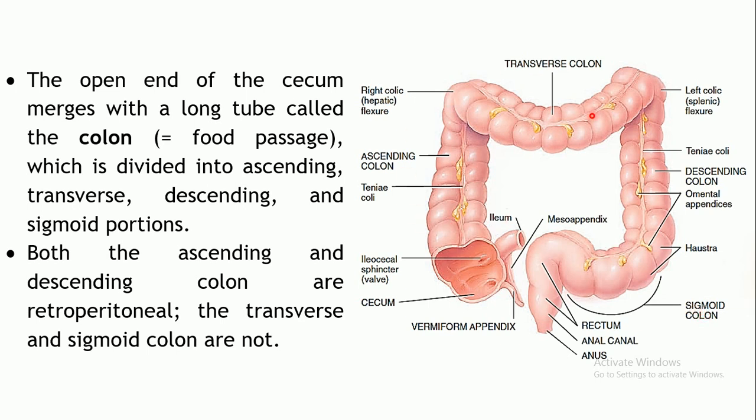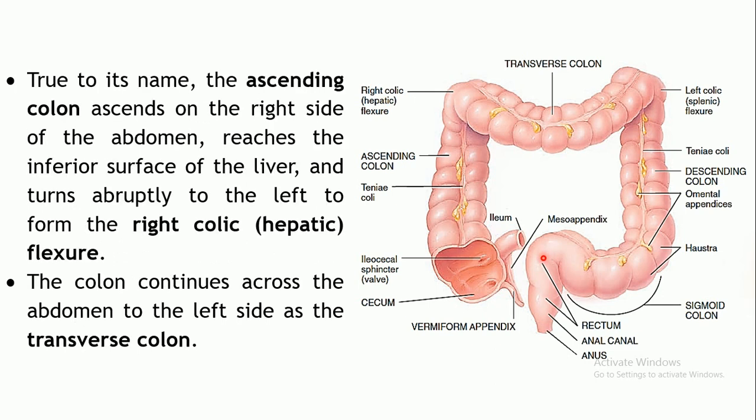Now, out of these, the ascending and the descending colon are both retroperitoneal in nature. What is retroperitoneal? It is something which lies posterior to the peritoneum, so it has the peritoneum covering only one side. It is not entirely covered with the peritoneum. Whereas the transverse colon and sigmoid colon are covered by the peritoneum throughout, so they are not retroperitoneal in nature.